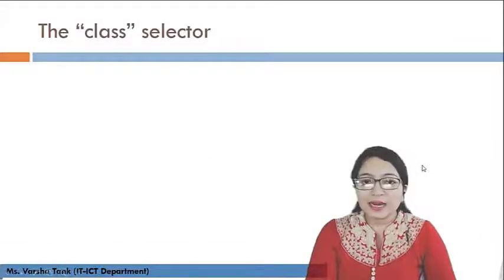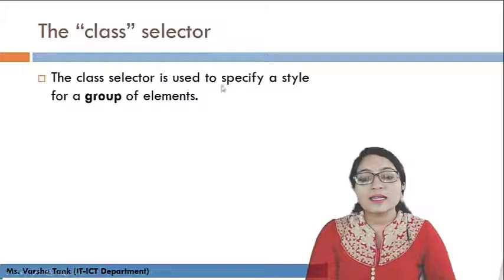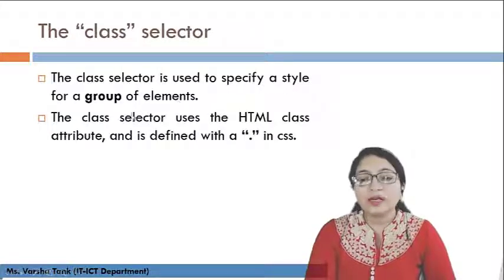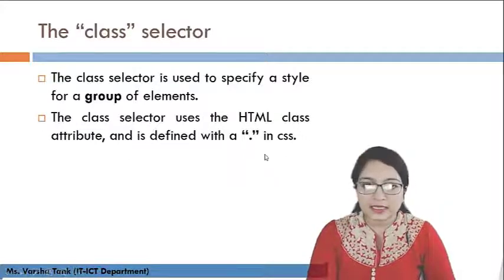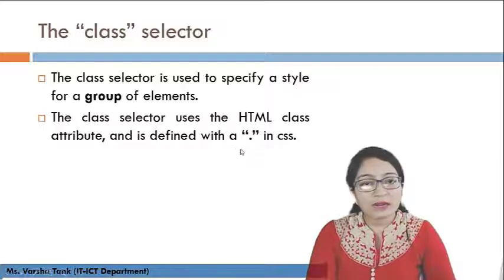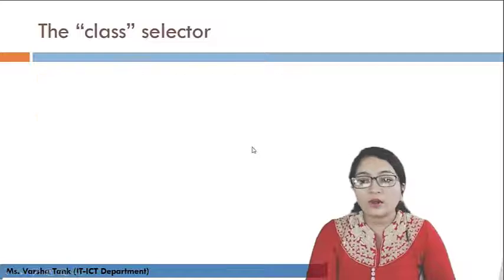Now next one is the class selector. The class selector is used to specify a style for a group of the elements. The class selector uses the HTML class attribute and is defined with a dot in a CSS. ID that is defined within the hash and the class that is defined within the dot.